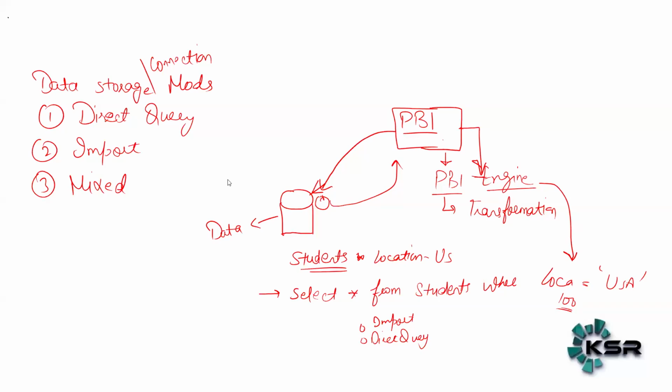And in direct query you will be getting data from there. So you will be making a call to the data source, then it will respond back. Then the Power BI engine will read from there. So then it will take a lot of time.